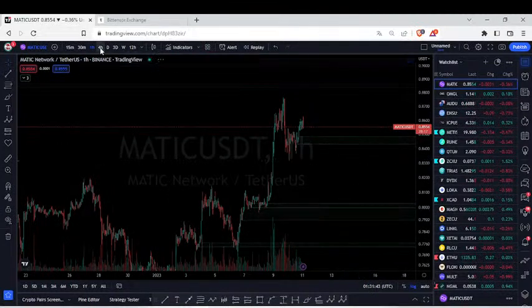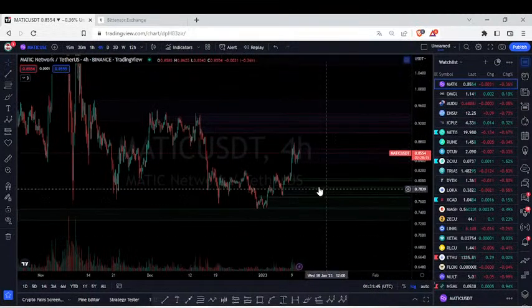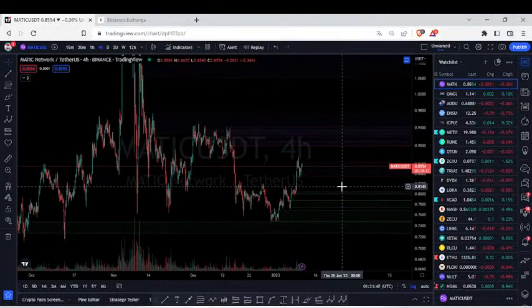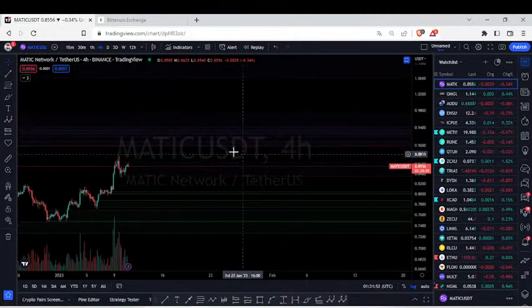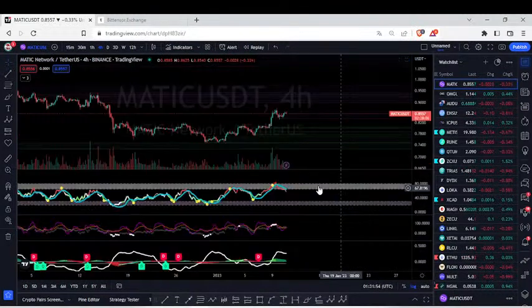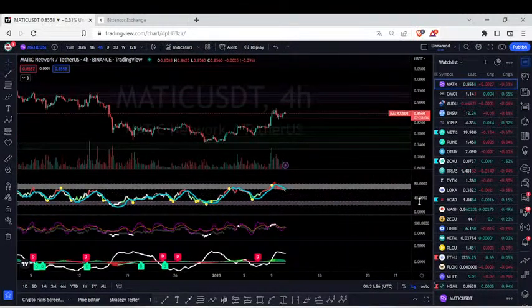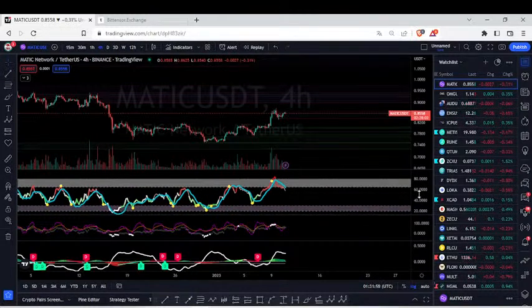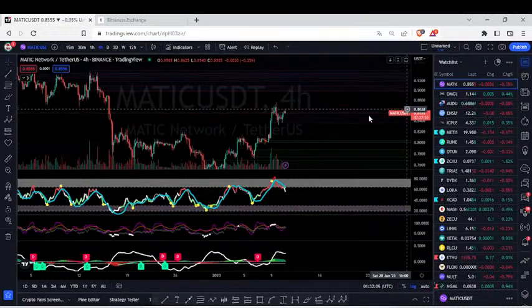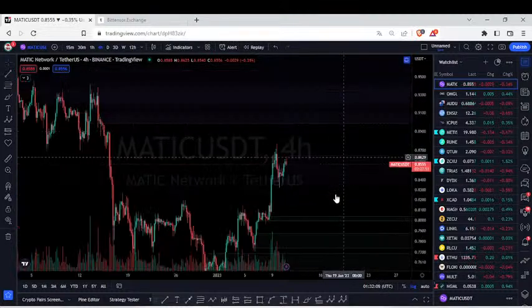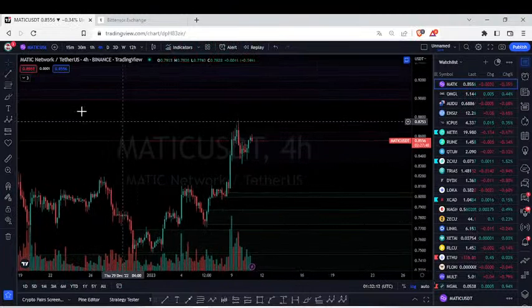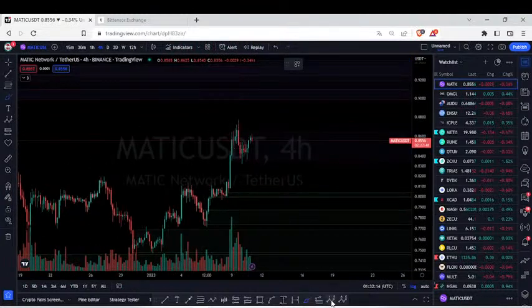Yeah, Matic. This has been on my radar for quite some time. Here's my thought on Matic. Bitcoin on the 4-hour is forming a bearish divergence, which is going to play out by Thursday. So what I would look for on all these altcoins is the following. I'm going to remove the indicators because I think the 4-hour time frame is going to do something like this.